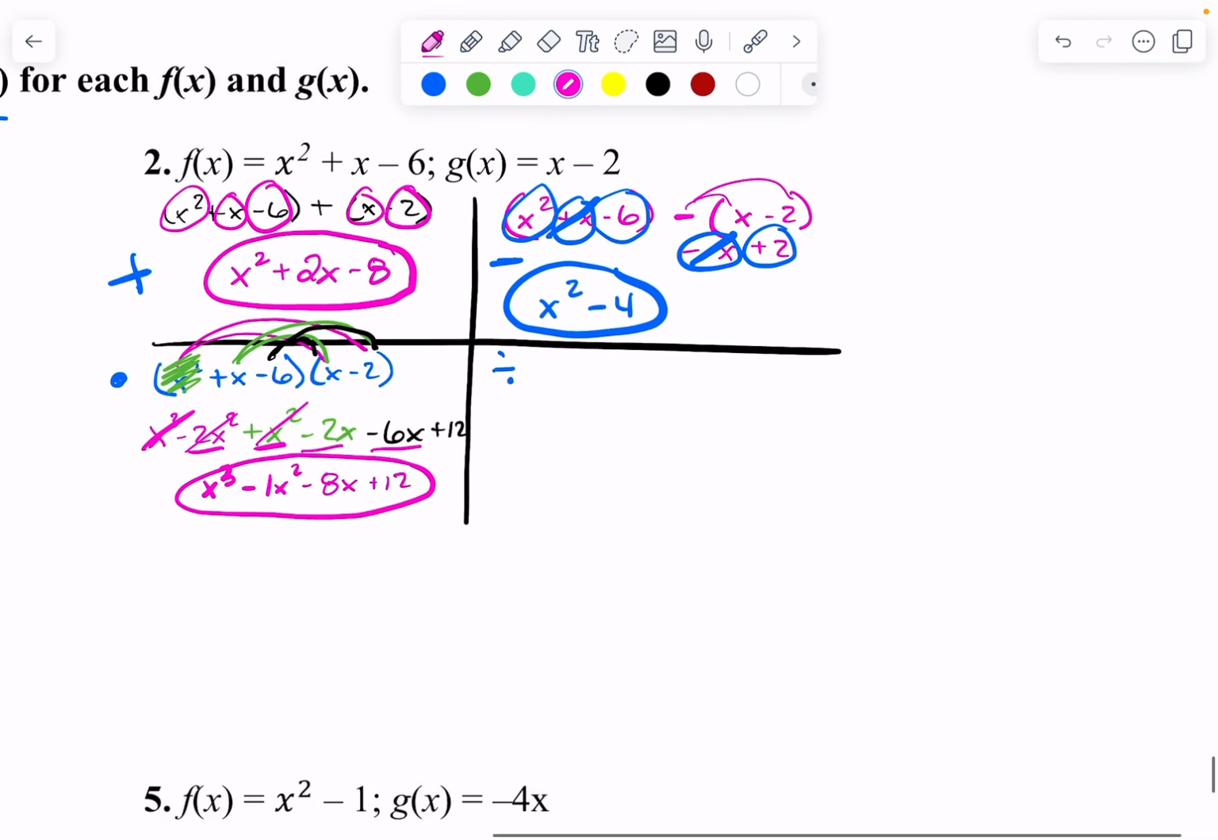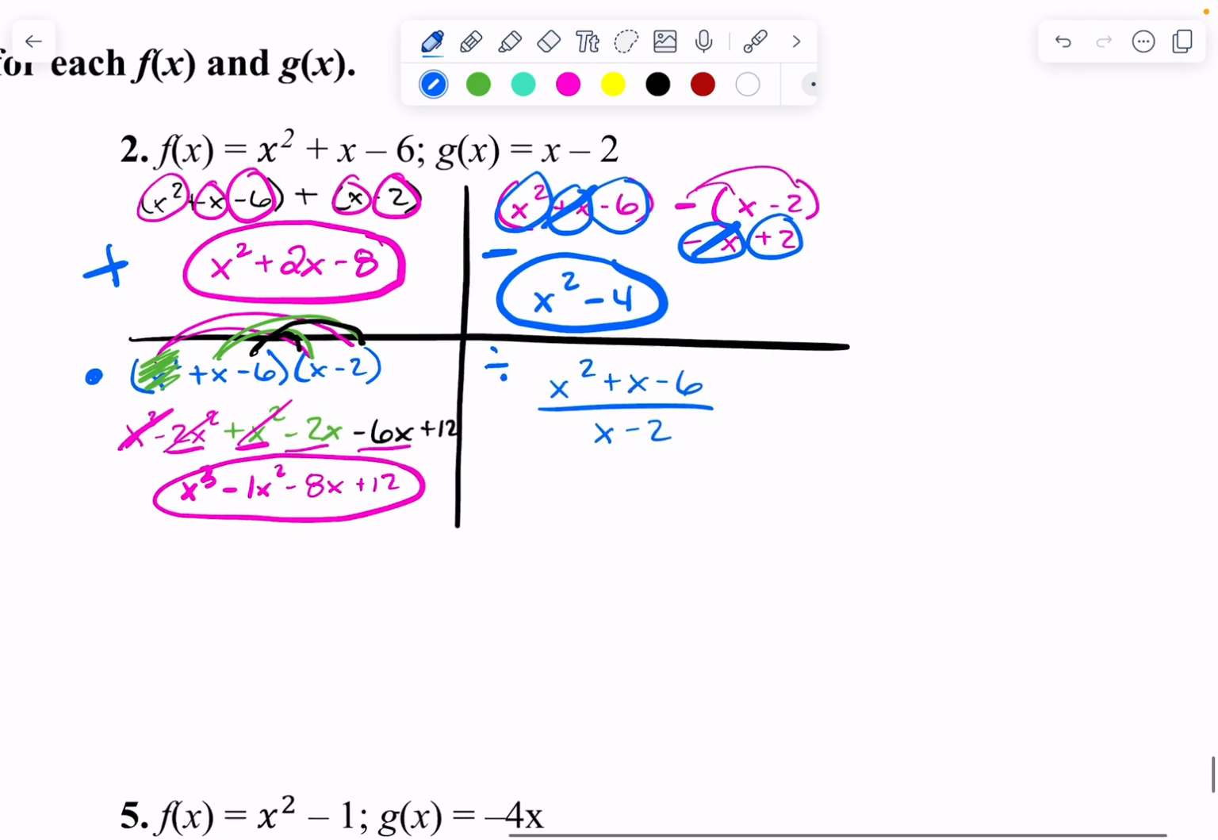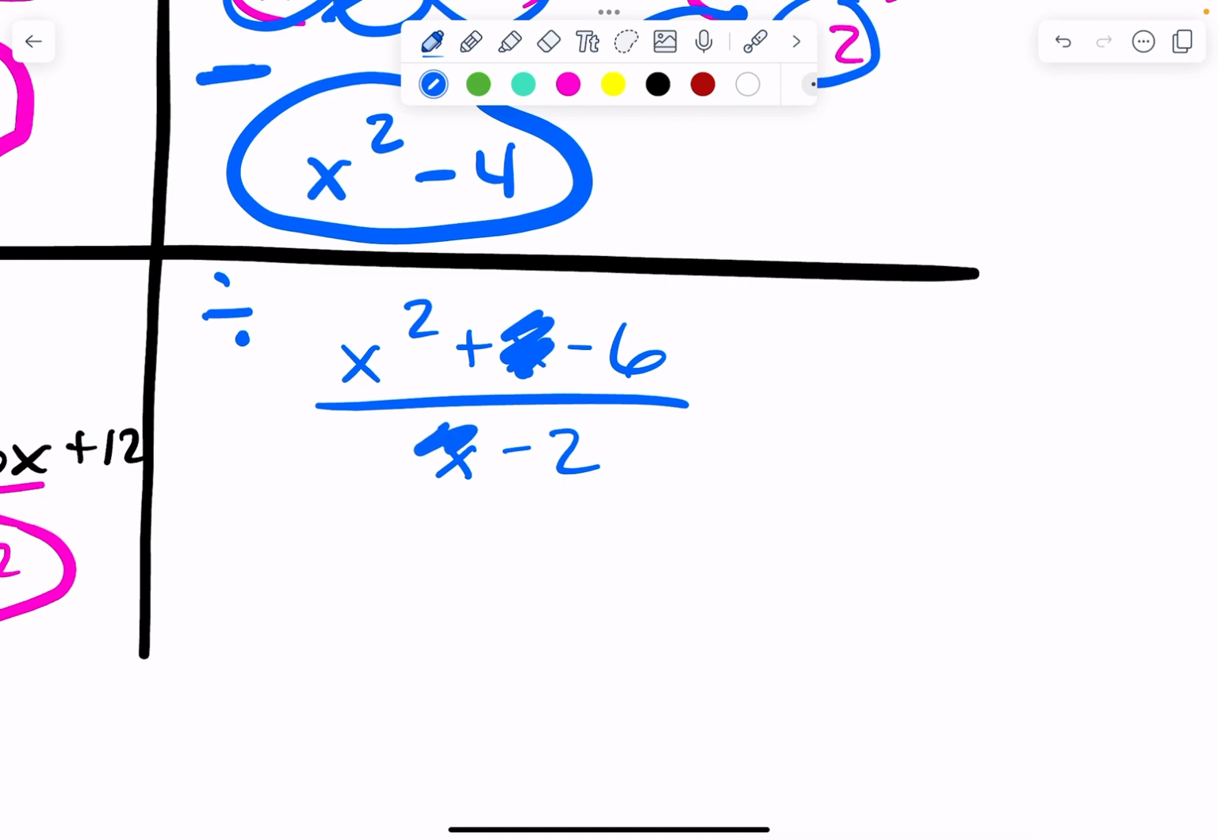And then the last one is divide. So I've got x squared plus x minus 6 divided by x minus 2. Okay, now I can't cancel this x with this one because they're trapped. But here's the tricky part. This one's kind of a weird one.